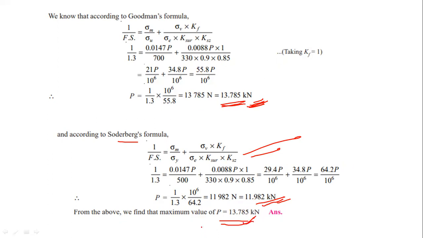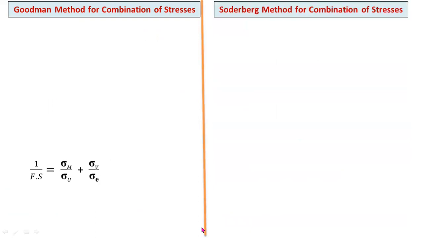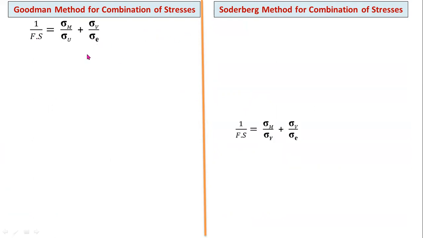Now, coming to another model, before going to another concept, first you have to know the basic formulas. For Goodman's method, the equation is 1 by Fs equals sigma m by sigma u plus sigma v by sigma e. This is the equation for Soderberg: 1 by Fs equals sigma m by sigma y plus sigma v by sigma e. Here the main difference is sigma u and sigma y.